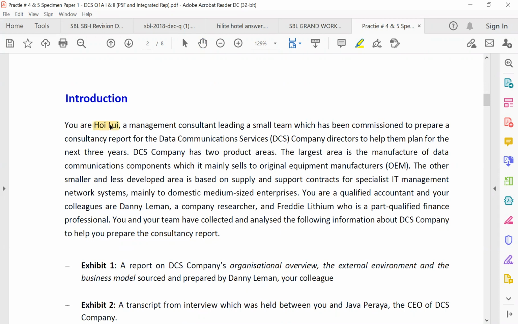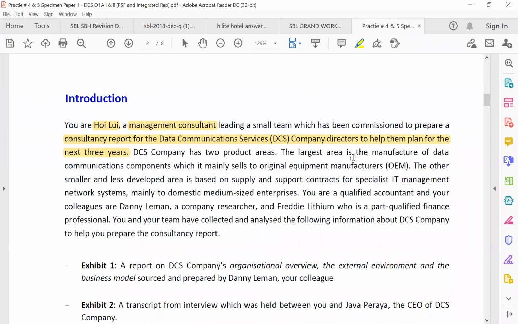So basically, you are Hui Louis, a management consultant leading a small team which has been commissioned to prepare a consultancy report for the data communication services company's directors to help them to plan for the next 3 years. So you are a management consultant. Your name is Hui Louis. You will be making a consultancy report for the DCS company directors to help them to plan for the next 3 years.